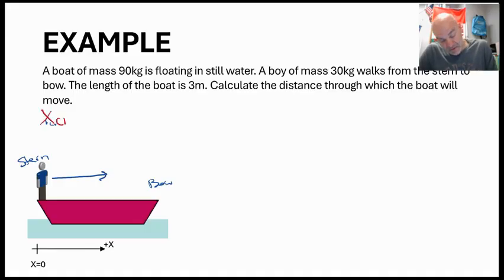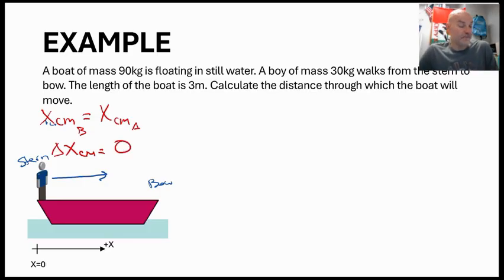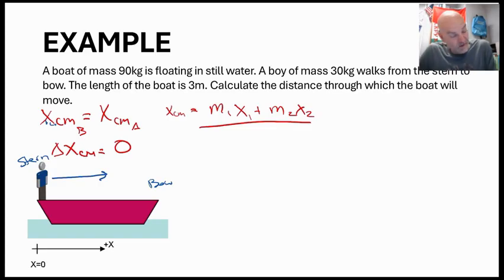So remember, the before position of the center of mass is going to equal the after position, which means my change in center of mass is going to be 0. And that's going to be very important. Okay, so we know that the center of mass is located at m1 x1 plus m2 x2 over total mass. Now, remember, this is the system center of mass, not the boat's.